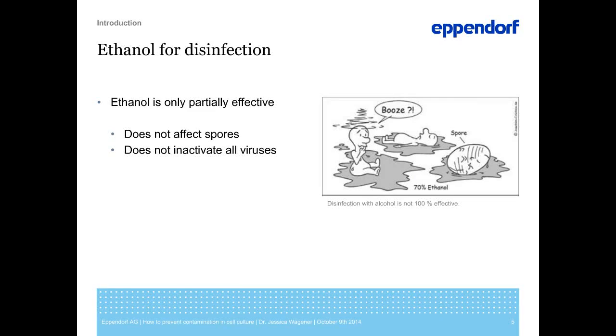In the majority of cell culture labs, 70% ethanol is the number one substance for disinfecting surfaces, equipment, etc. What we need to keep in mind when using ethanol is that it is not effective against all kinds of contaminants. As you can see in this little cartoon here on the slide, some bacteria die, but others do not, and especially spores are resistant to ethanol. So we know that ethanol is not effective regarding spores, and in addition, it doesn't inactivate all viruses.